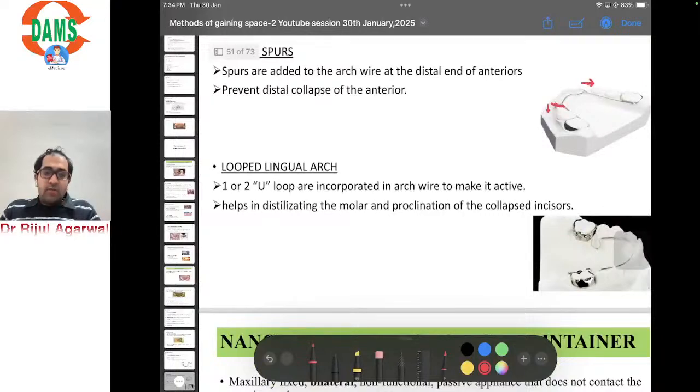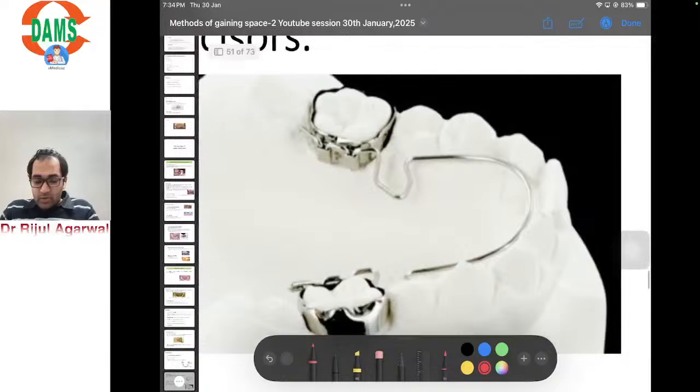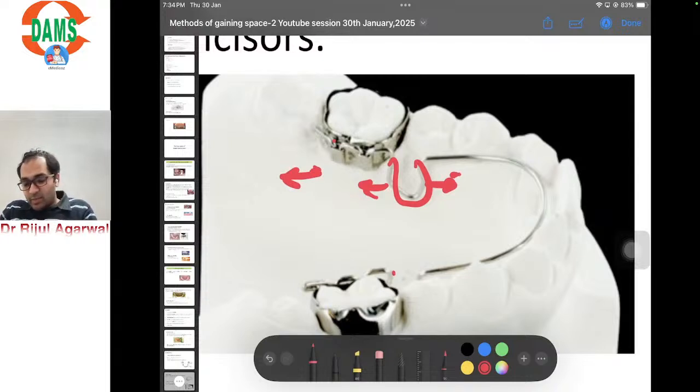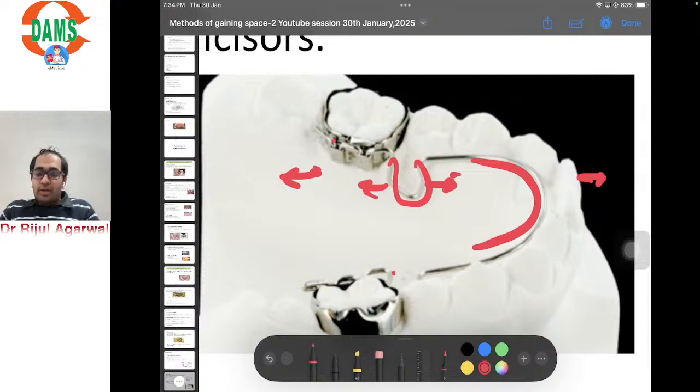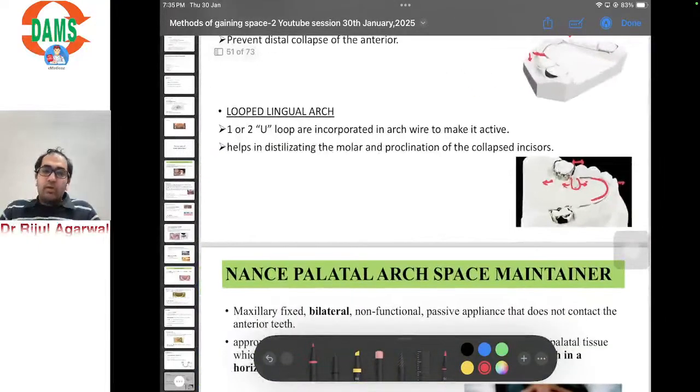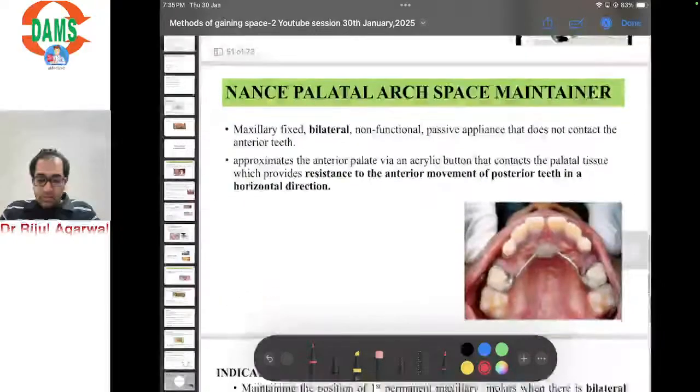Looped lingual arch, one or two U-loops are incorporated to make it active. So this is the presence of loops. If we open this loop, what will happen? It will exert force on the posterior teeth to go distally, and at the same time this wire component will force the anterior teeth to go anteriorly. So it will start to open up space here. So it helps in distalizing the molar and proclination of the collapsed incisors.